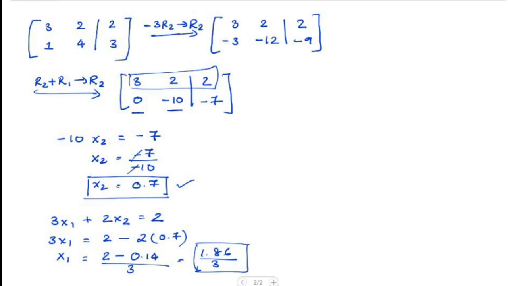So you can say that the solution vector for us is equal to 0.7 for x2, and x1 is 1.86 divided by 3. As you can see, we have one unique solution to this system of linear equations that we solved in this section, and that's the end of this section.